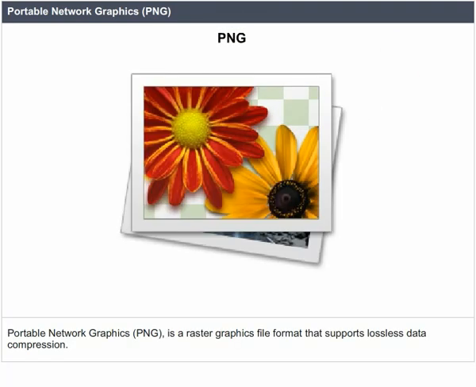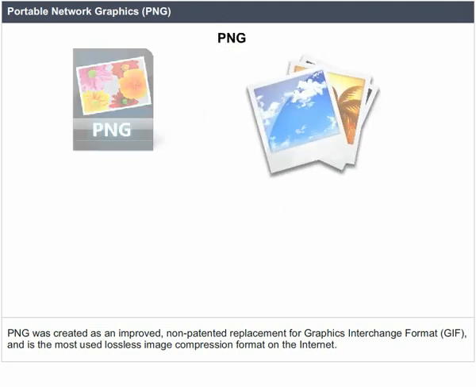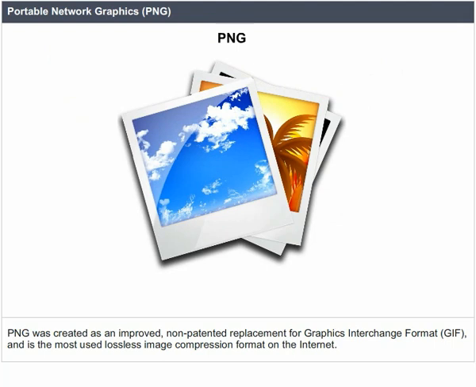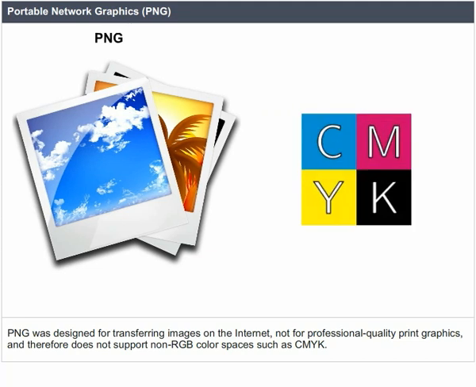Portable Network Graphics. Portable Network Graphics (PNG) is a raster graphics file format that supports lossless data compression. PNG was created as an improved, non-patented replacement for Graphics Interchange Format (GIF) and is the most used lossless image compression format on the Internet. PNG supports palette-based images, grayscale images, and full-color non-palette-based RGB images. PNG was designed for transferring images on the Internet, not for professional quality print graphics, and therefore does not support non-RGB color spaces such as CMYK.